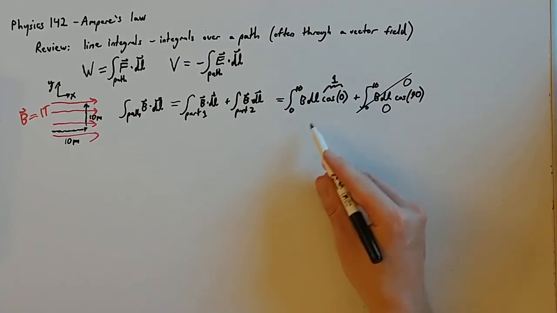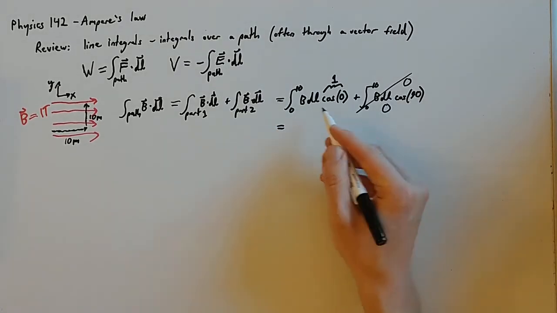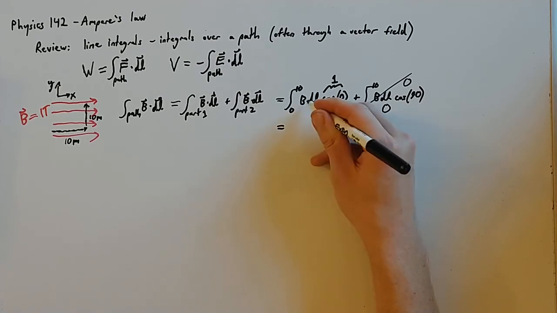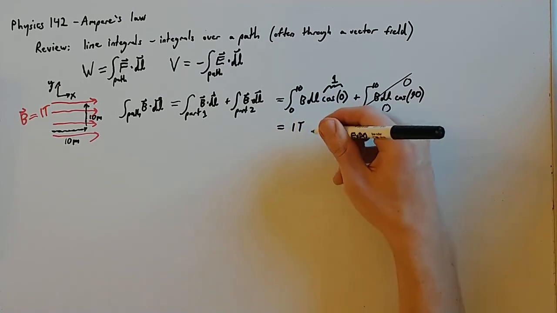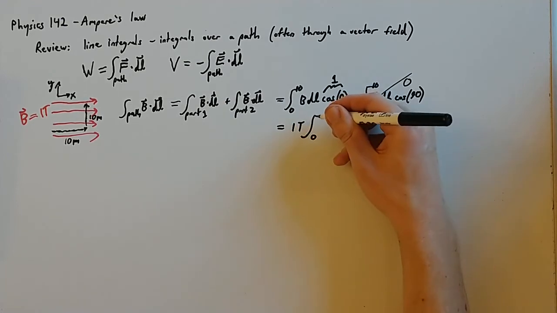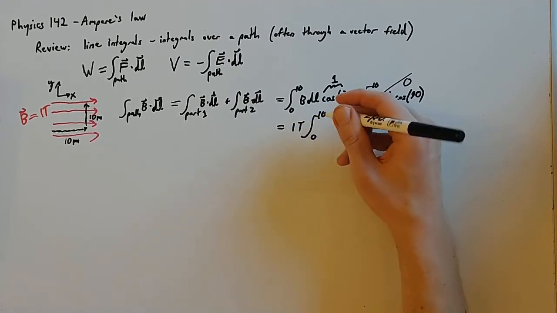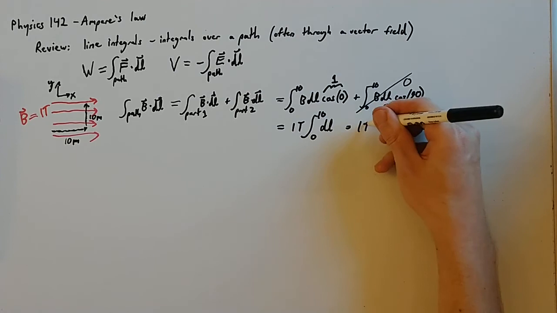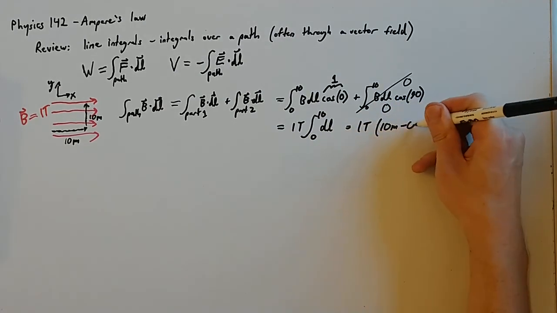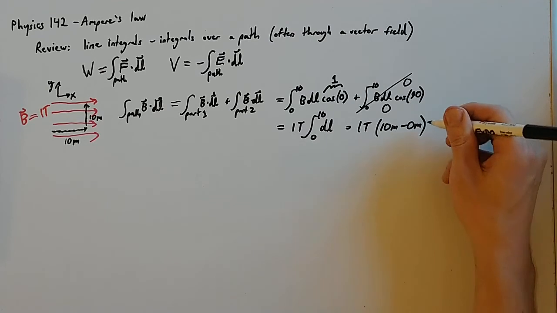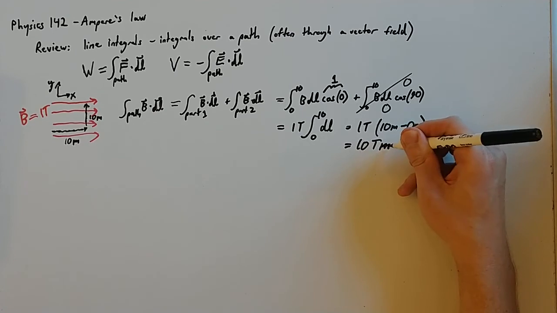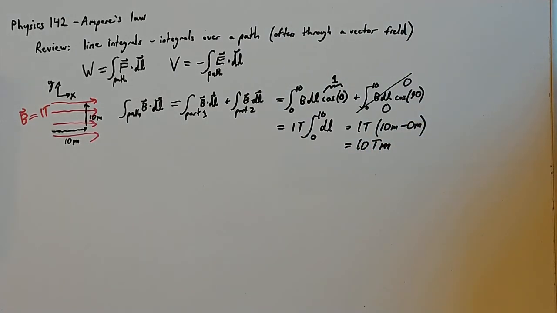So now I can go ahead and evaluate the rest of this. B is a constant 1 Tesla throughout this integral, so I can pull it out. We've got 1 Tesla here, and we're going to integrate from x equals 0 meters to x equals 10 meters, dl times 1. That's just going to be 1 Tesla times 10 meters minus 0 meters, which is just 10 Tesla meters. So 10 Tesla meters is this integral of B dot dl.